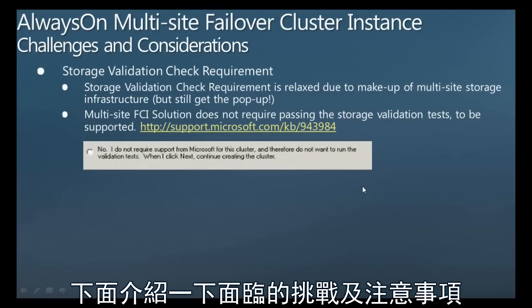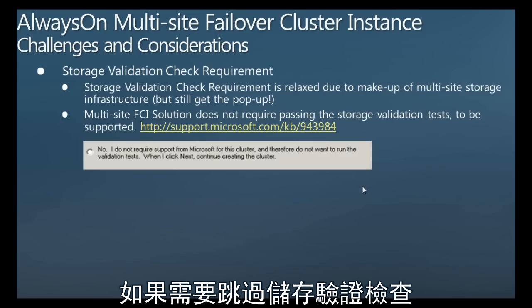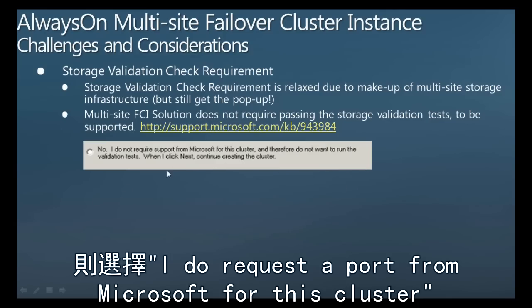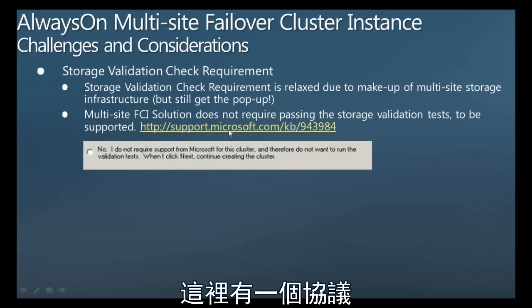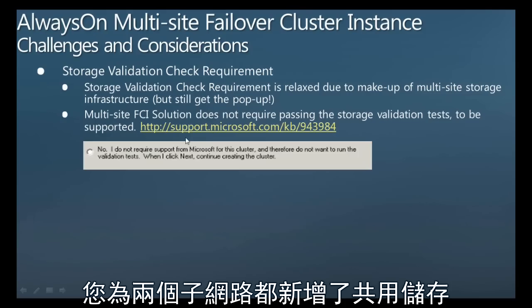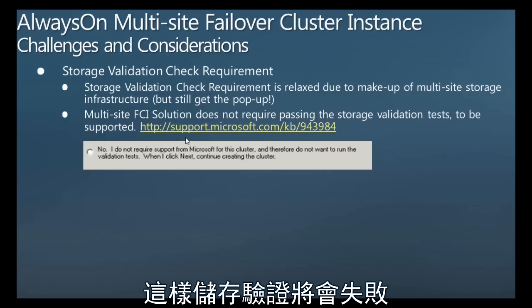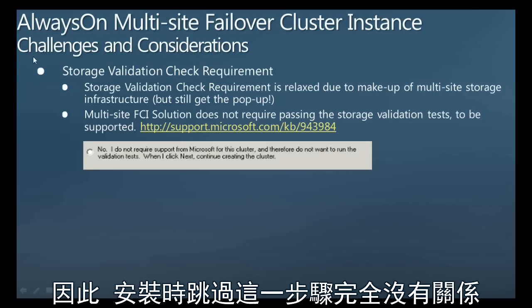Here are some challenges and considerations. The first one is about the storage validation. When you do the storage setup, you need to skip the storage validation check and select I do not require support from Microsoft for this cluster. There's an agreement that a multi-site FCI solution does not require passing the storage validation test. The reason is that you add shared storage on both subnets. The shared storage inside A is not visible to the two nodes inside B. So the storage validation is going to fail, and it's okay to skip that during the setup.